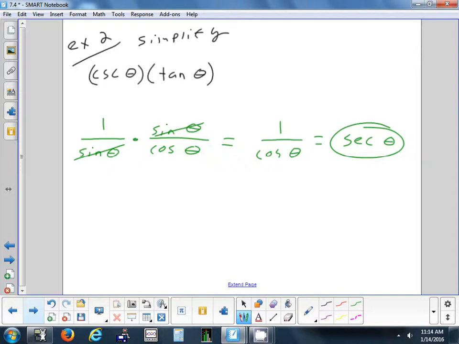Okay, so with identities, really, one of the hardest things is you have to know the 11 basic identities. If you don't have them memorized, then you might forget, oh, I don't remember how to flip this or things like that. Okay, any questions on example 2?